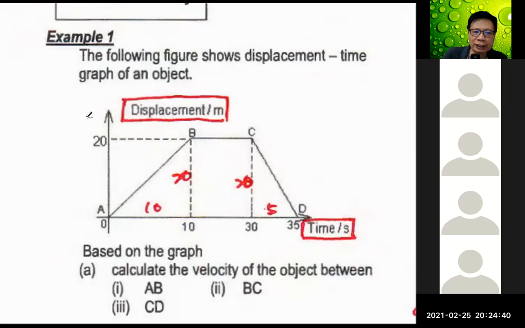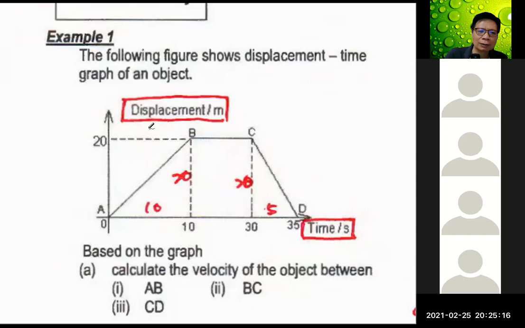Okay, the meaning of this graph is like this now. The object starts moving from A. Starting from 0, later becomes 10 meters, then finally becomes 20 meters. Displacement 20 meters means he traveled 20 meters distance already. So from here to here, he's moving away from 0, 10, 15, 20, getting further and further.